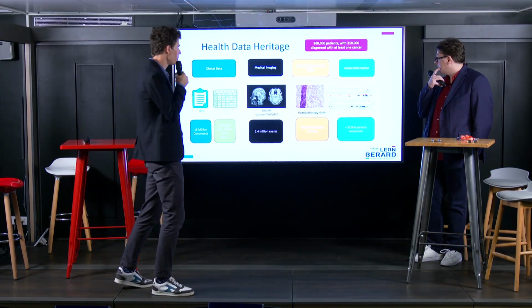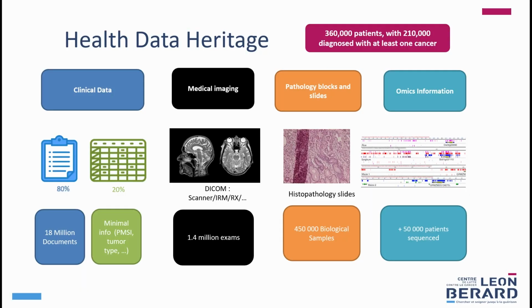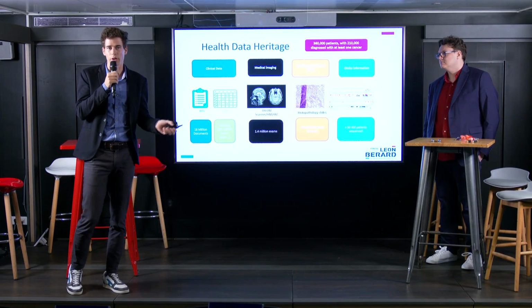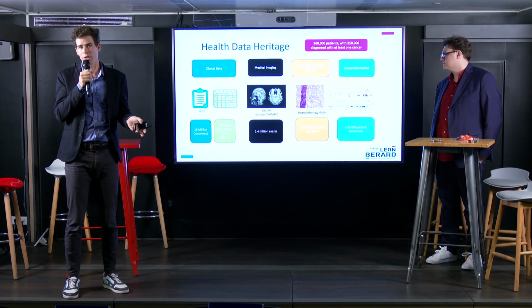So if we dive a little bit into the world of data in a cancer treatment center, we have 200,000 patient files with a cancer. And all of these patients have multiple types of data. I will start with the more complex one and the most recent one on the right, the omics information. We have more than 50,000 patients sequenced. Most of them, or almost all of them, have pathology blocks that have been analyzed that we can use to sequence data, to extract DNA and extract omics information. All of them have medical imaging, either MRI or scanner, and all of them have clinical data.